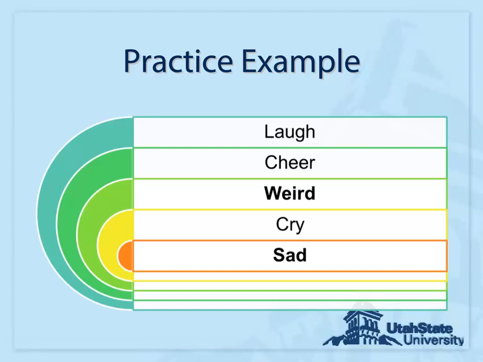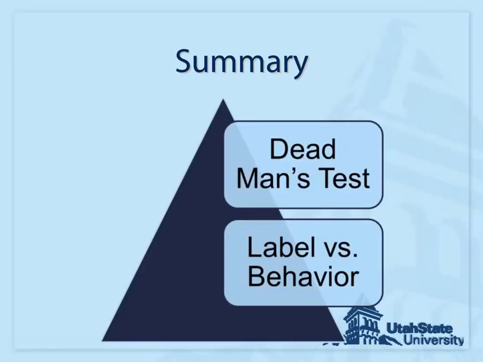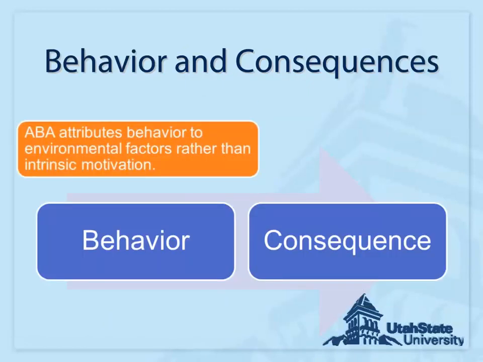Hopefully this time it was a little easier. The labels here are weird and sad. We can absolutely describe someone as weird or being sad, but both of these labels can be broken down into actual behaviors. So, in summary, an easy way to determine if something is or is not behavior is to use the dead man's test. Outside of this test, if something is a label, we know that it is also not a behavior.